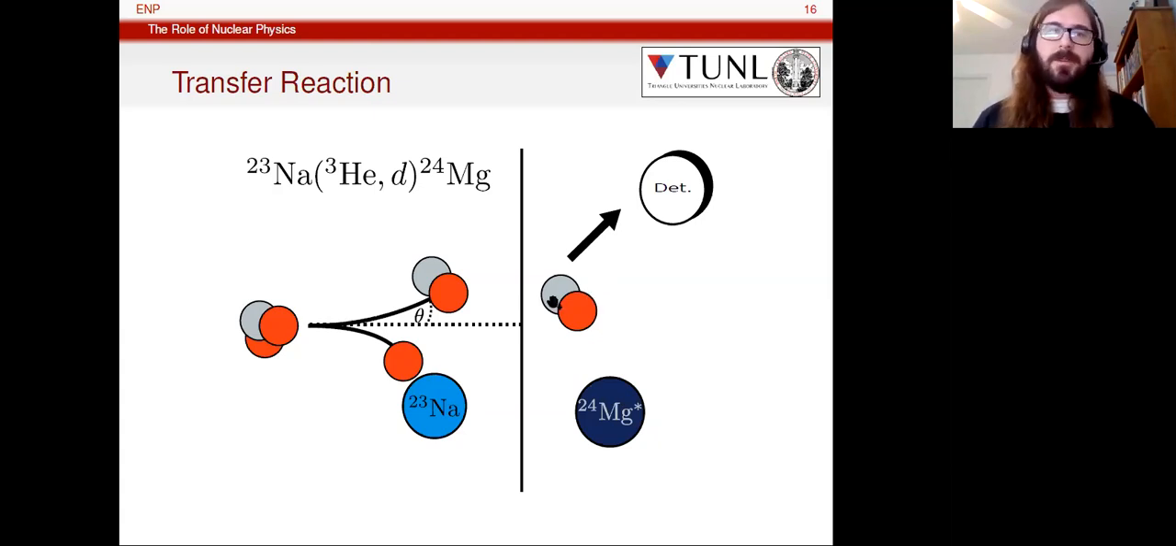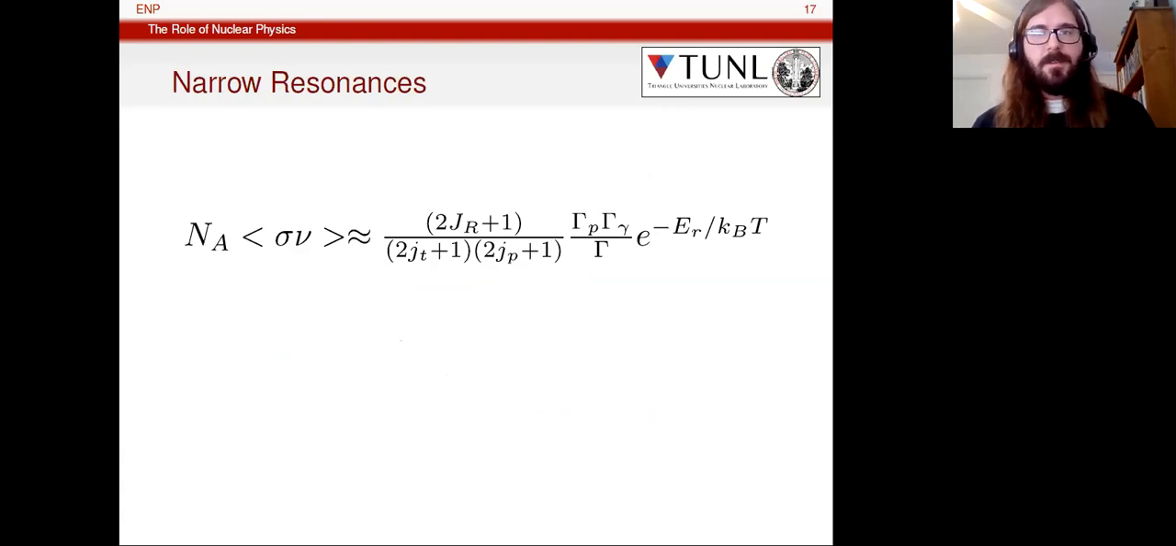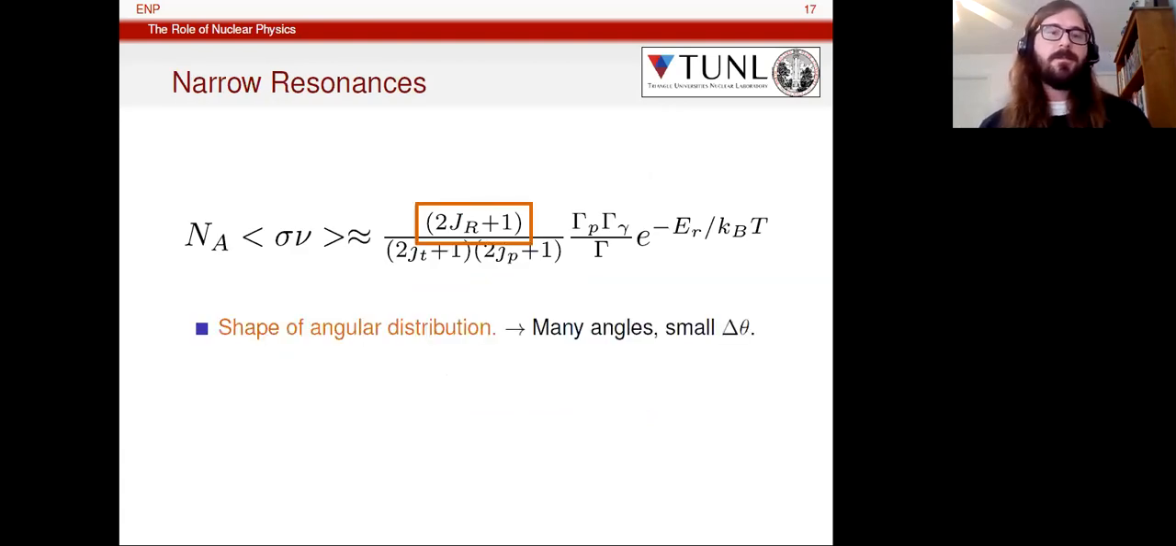And then those state properties can be fed back into the resonance calculations, and we can try to offer constraints to this problem. And specifically, for the case of transfer reactions, we have access to the shape of the angular distribution. So we'll get differential cross sections. And those will give us constraints on the spin parity of the resonance. For this, experimentally, we're going to need to measure many angles with relatively small spacing between those angles. And this will allow us to best make out the shape of the angular distribution.